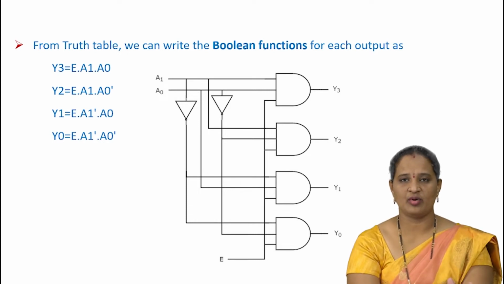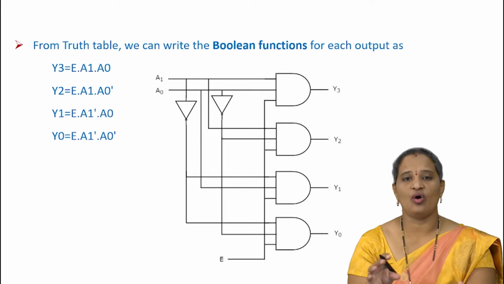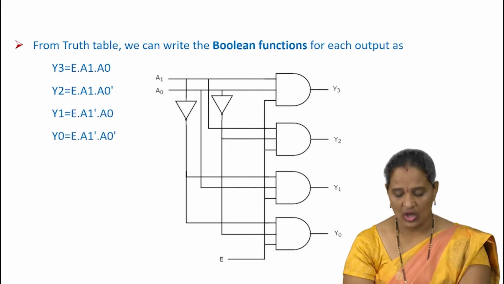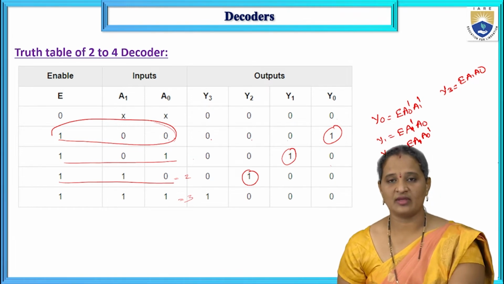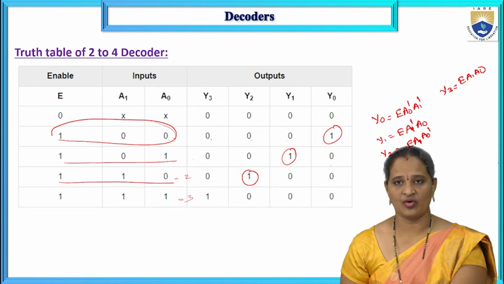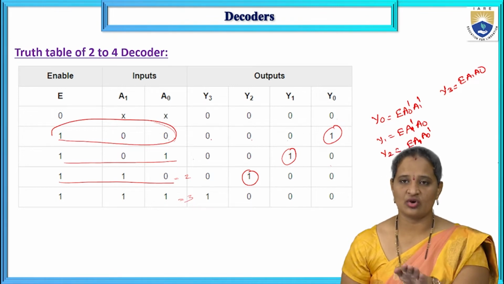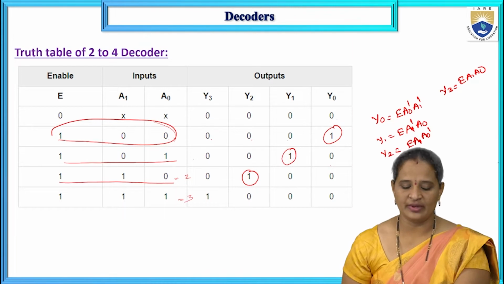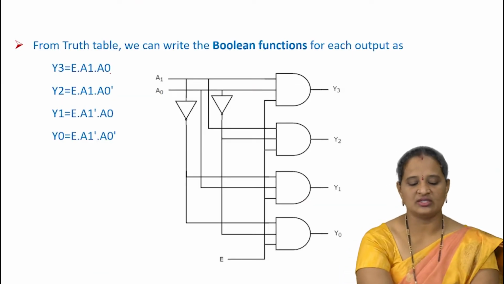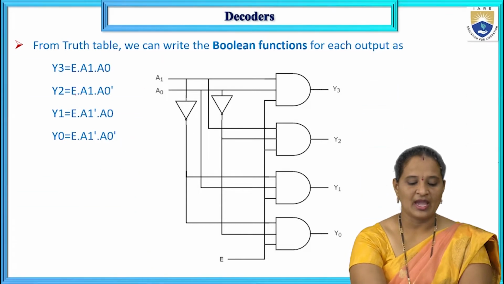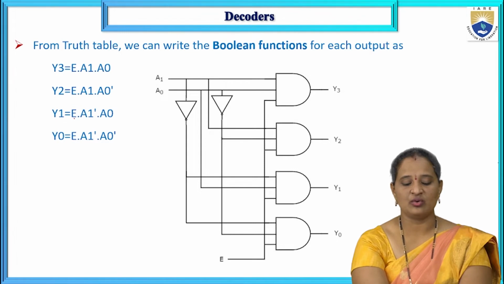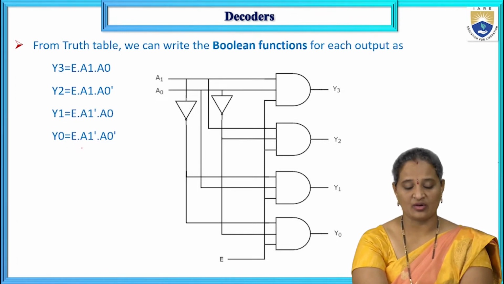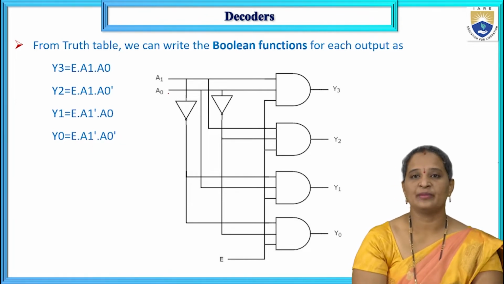Always remember, a Boolean expression can be written for all the possible outputs in terms of inputs. As we have taken three inputs here, E, A1, A0, and we have four outputs, we need to write the Boolean functions for all the four outputs, and those are: Y3 is equal to E A1 A0, Y2 is equal to E A1 A0 complement, Y1 is equal to E A1 complement A0, and Y0 is equal to E A1 complement A0 complement. So this is the logic circuit.